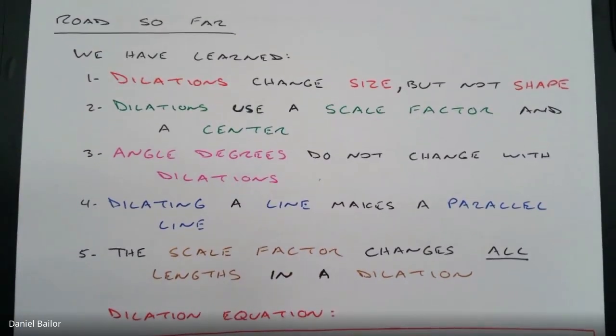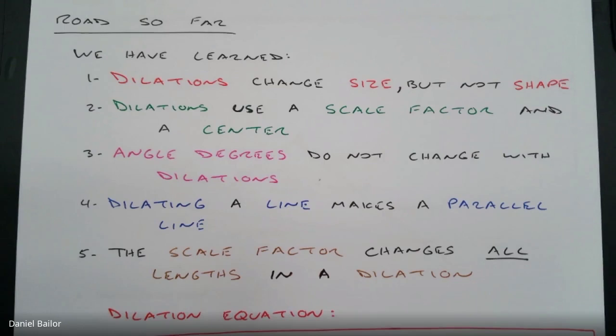We've learned, number one, dilations change size but not shape. A dilated square is still a square. A dilated line is still a line. A dilated triangle is still a triangle. A dilated segment is still a segment. Dilation does not change the shape, but it can change the size. It can make things larger or smaller.